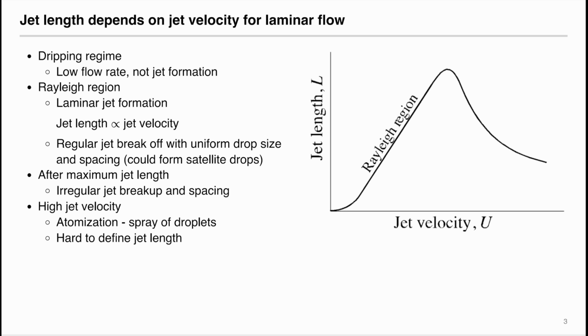If we have a laminar flow, then the jet velocity will impact the jet length, and we can look at this in the graph that we have plotted, with the jet length on the y-axis and the jet velocity on the x-axis, to see how jet velocity impacts the jet length. In the beginning, we will have a dripping region where we have a flow rate, so there is no jet formation. This is dripping.